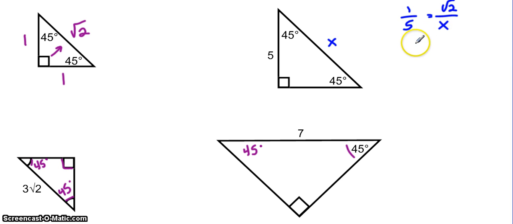We would cross multiply. 1 times x is x. 5 times the square root of 2 is 5 square root 2. And so x is 5 square root 2. That's the long way. But if you look at this, you don't actually have to do that.